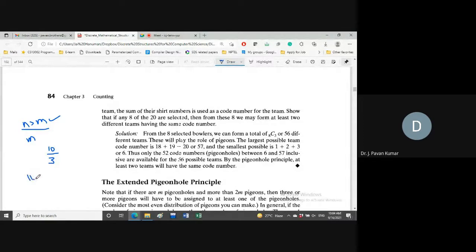What's the value of 10 by 3? 3.33. Now, 10 mod 3. What's the value? The mod operator will give you the remainder. So 1. Next, 11 mod 3. 2. Okay.